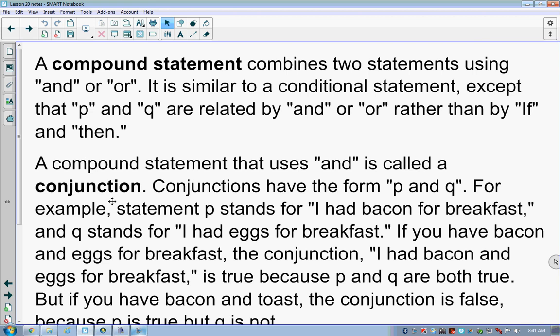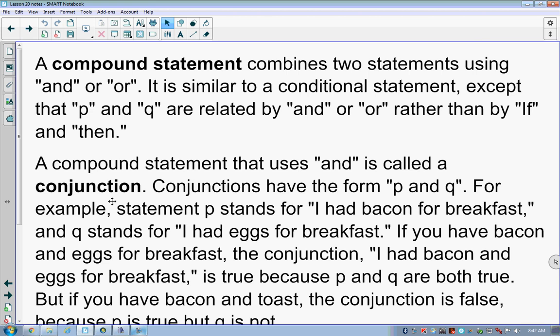All right, compound statements. Compound statements, we see this whenever we start talking about inequalities, right? X is greater than something and less than something else. That's a compound statement. Okay? So it combines two statements using and or. Whenever I have an and, it's a conjunction. And we see that with, again, inequality statements.